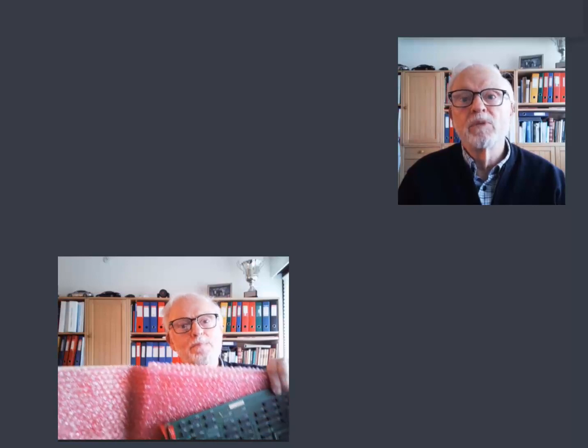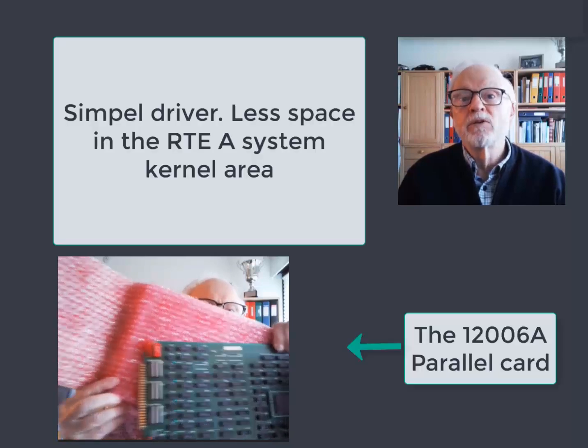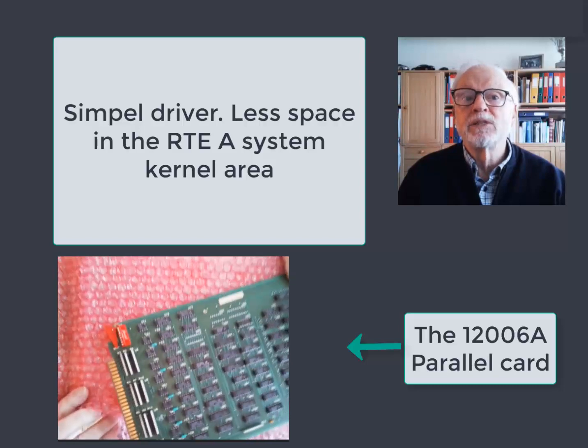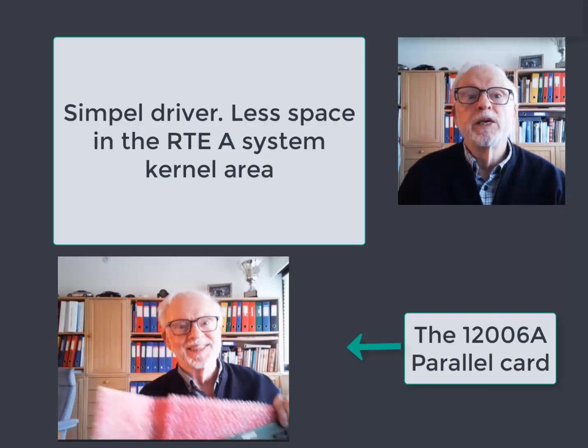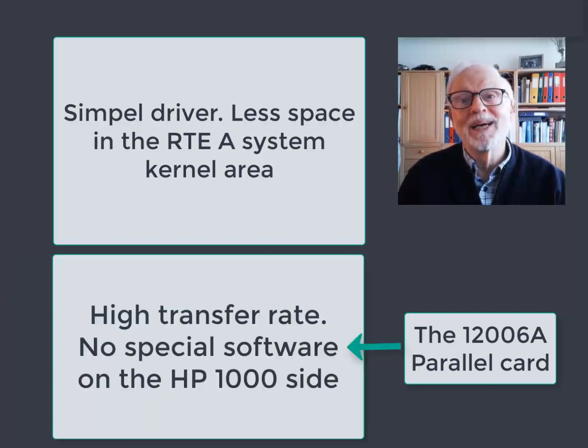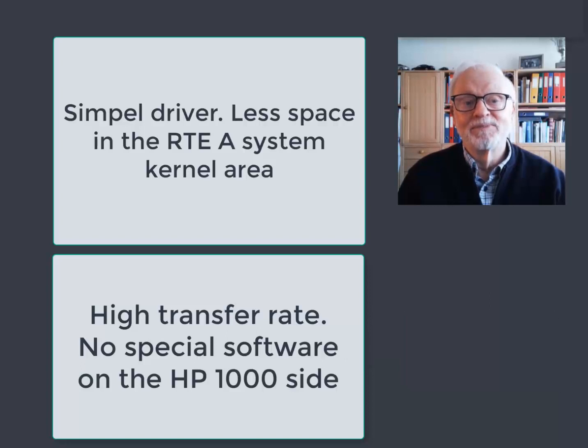We could instead use the driver for parallel cards, the HP12006A, which did not take much space. It didn't have many complex features, but it didn't need to. The HP12006A had a great transfer speed. It could even pack 16-bit words to 8-bit bytes via the hardware on the card. For the PS2, a driver port had to be developed, but no special software had to be developed on the HP1000 side. The result, among other things, of this consideration was a structure as outlined earlier.